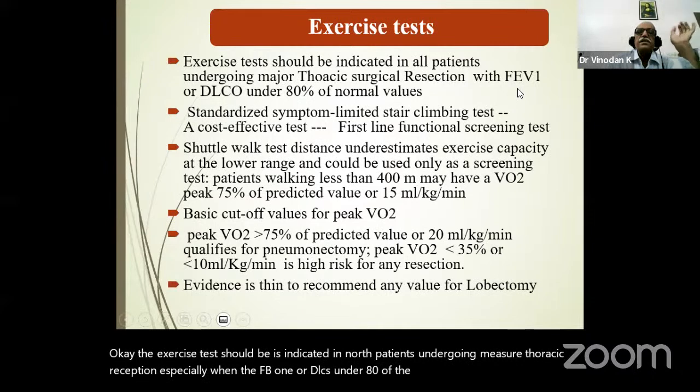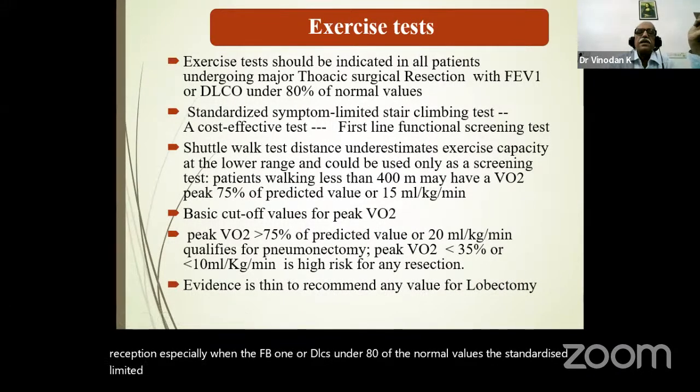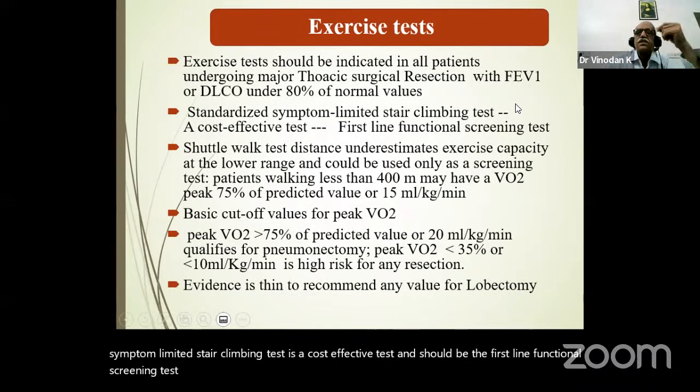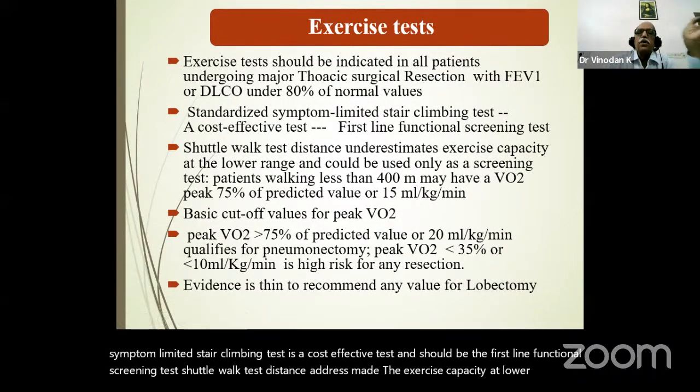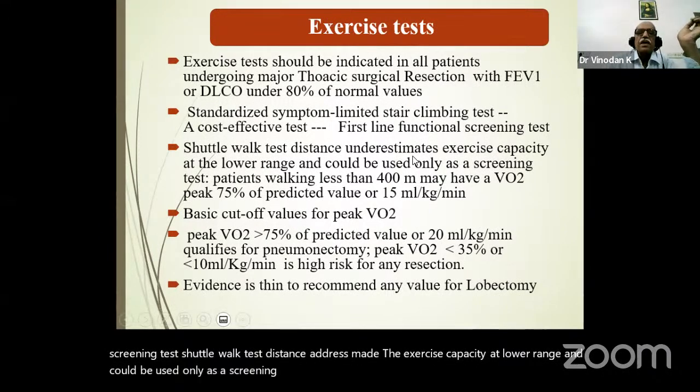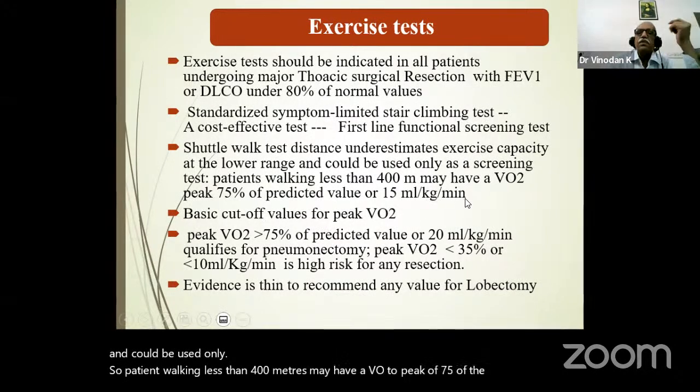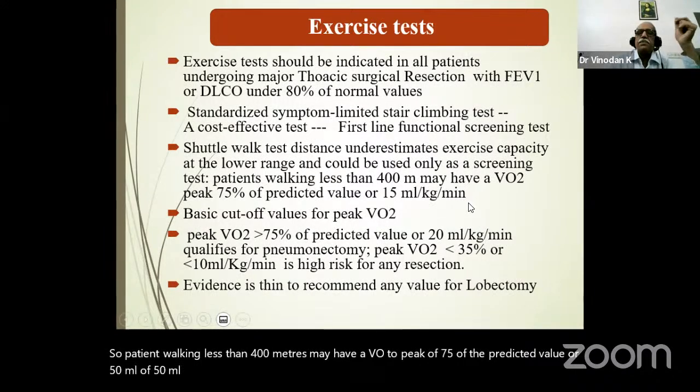The standardized symptom-limited stair climbing test is a cost-effective test and should be the first-line functional screening test. Shuttle walk test distance underestimates the exercise capacity at the lower range and could be used only as a screening test. So a patient walking less than 400 meters may have a VO2 peak of 75% of the predicted value or 50 ml per kg per minute.